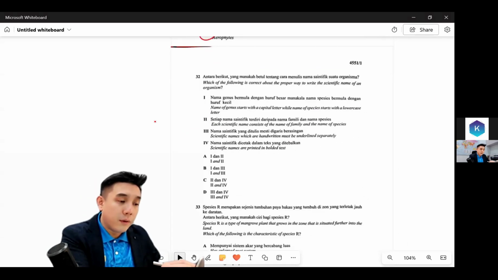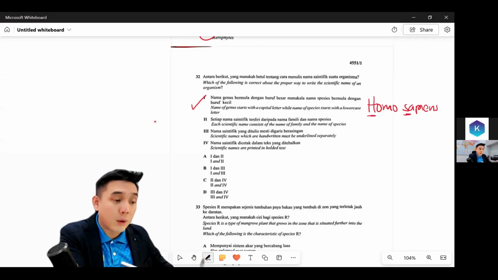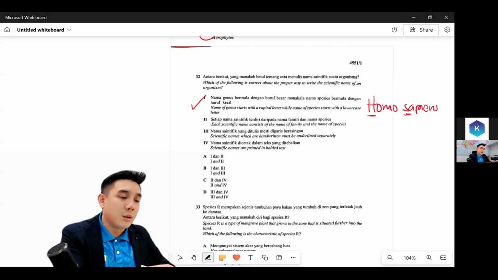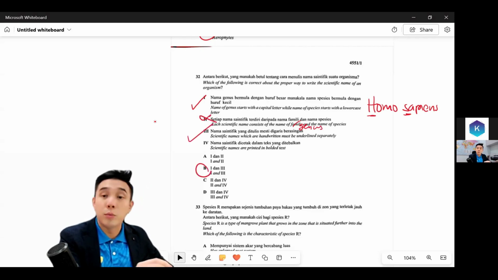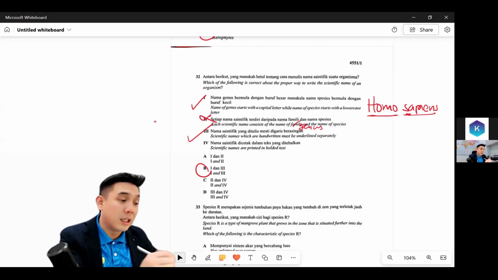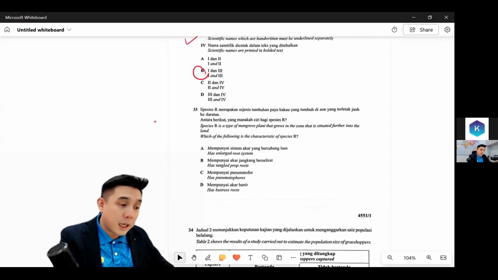32, the first one is correct because, for example, Homo sapiens: the first alphabet must be capital, and the second word, the first alphabet is small. One should be from genus, another one species. Number two is obviously wrong. Number three is fine because they have to be underlined. Guys, they have to be underlined. So 32, the answer is B. That is from Bab 8. Okay, 33.